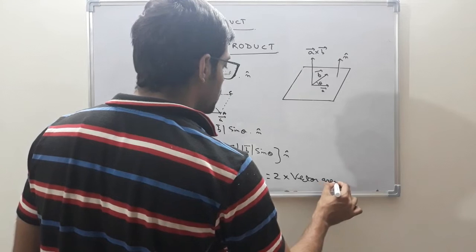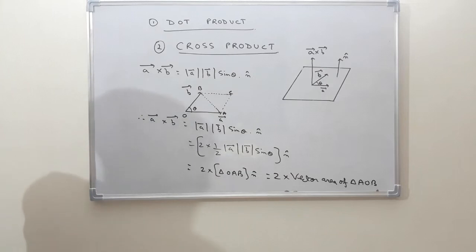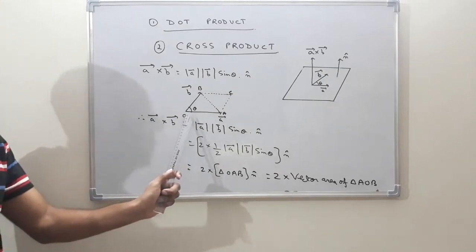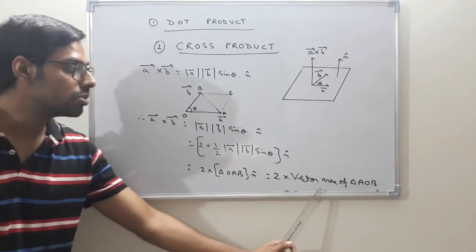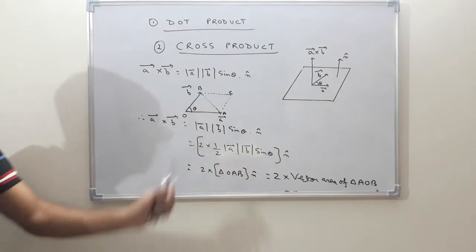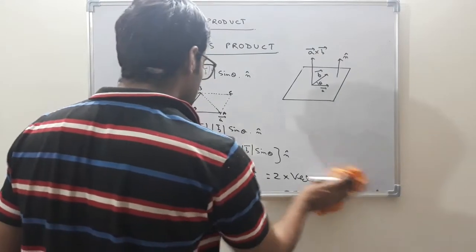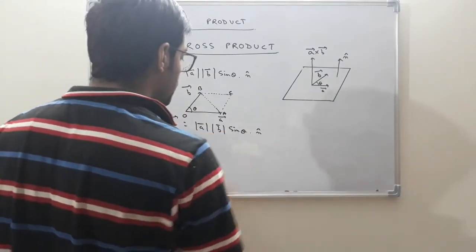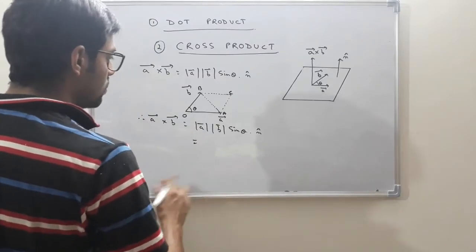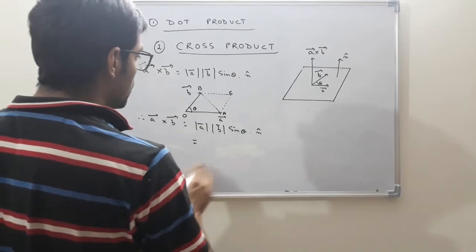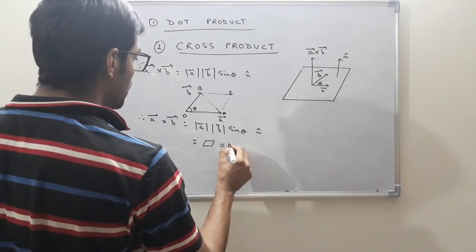These are the different terms actually: 2 into vector area of triangle AOB. So what is the geometrical significance of the cross product of A and B? If we construct a triangle from these two vectors, then A cross B equals twice the vector area of the triangle AOB. And again, we can derive another geometrical significance of this vector as the vector parallelogram OAC.